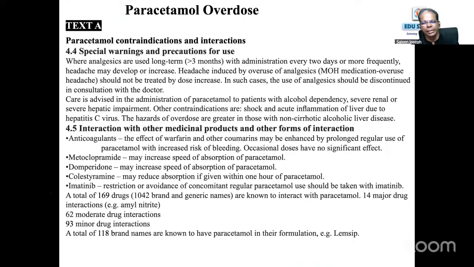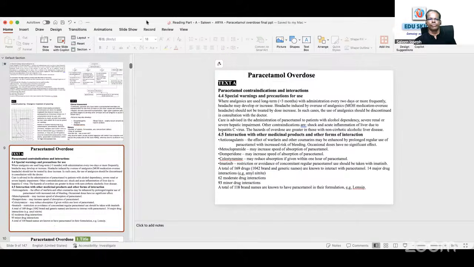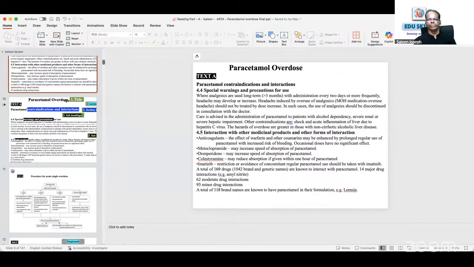Now, this is the first text. Sorry. Is the screen readable? Yes, Father.